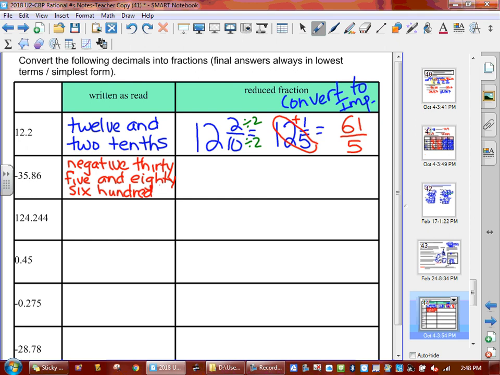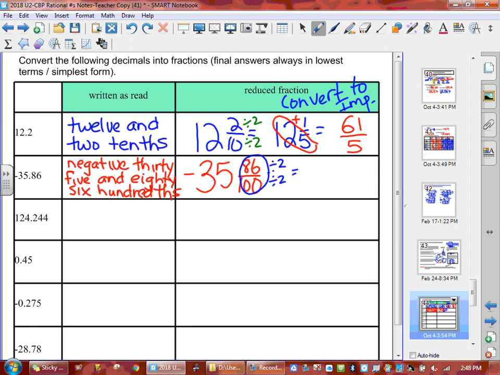Okay, now we're going to write that decimal as a fraction. So negative 35 and 86 we said over 100. 2 digits after the decimal, so we have 2 zeros on the bottom. What is our next step after that? Reduce the fraction. Can we divide by 2? 2, good. That's going to give us negative 35 and 43 over 50.